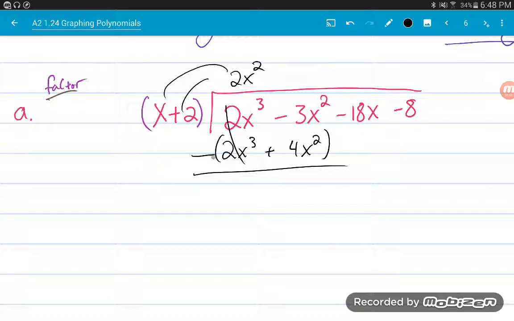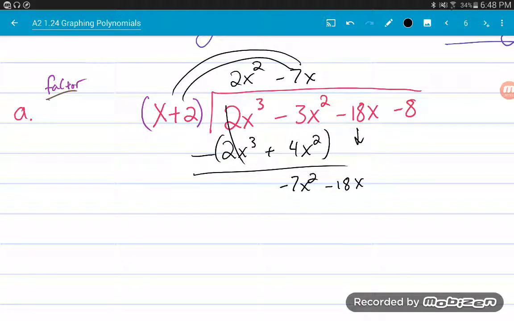Now, negative 3x squared minus 4x squared is negative 7x squared. Bring down the minus 18x. Now, x goes into negative 7x squared negative 7x times. Distribute that over. You get negative 7x squared minus 14x, parentheses, and subtract. Cross those out.